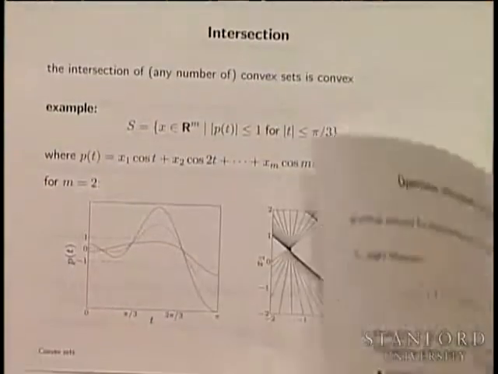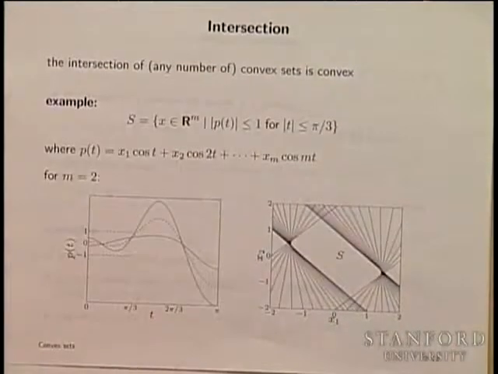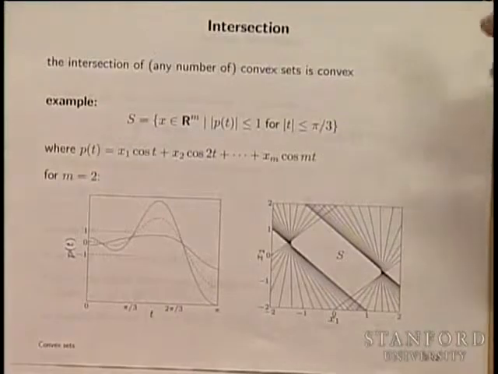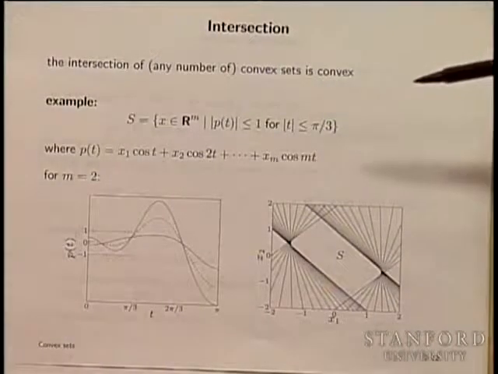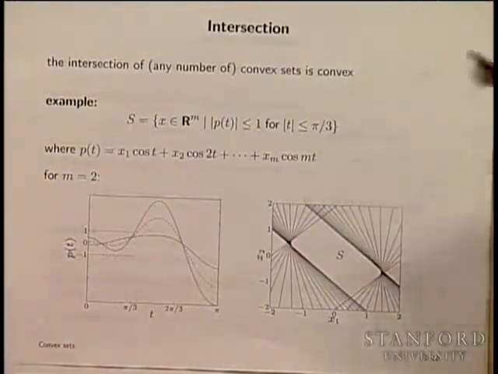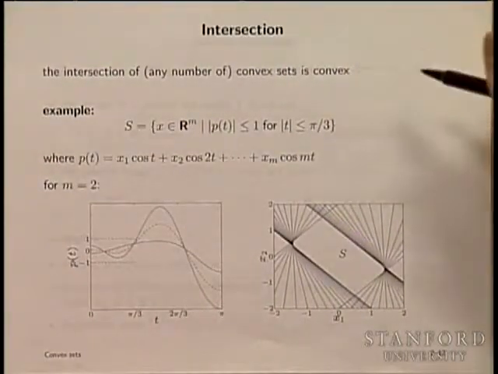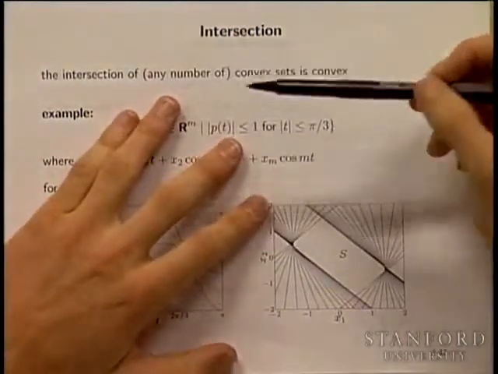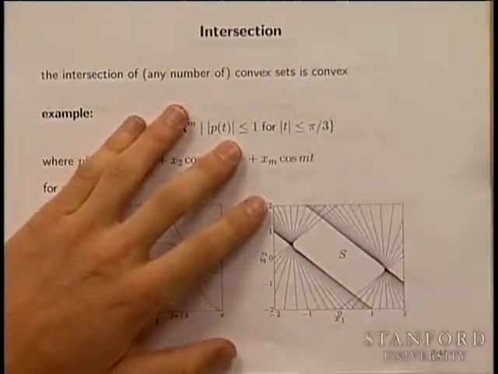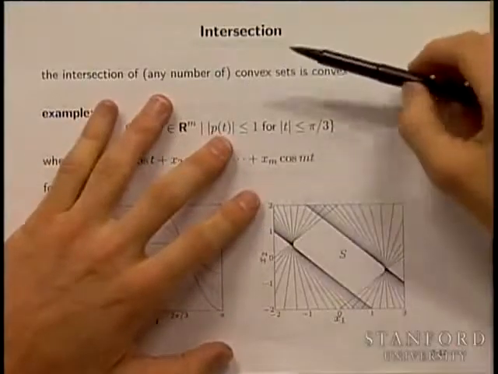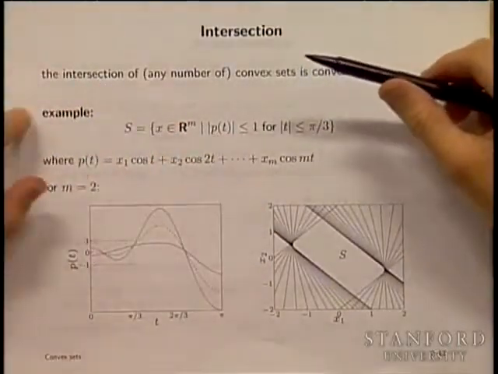Okay, so let's have a look in more detail at intersections. And here's the claim: the intersection of any number of convex sets is convex. Fortunately, I can just refer you to your homework, because I think you have to show this in your homework for a couple of sets. And when I say any number, that means finite, infinite, and uncountably infinite. So this is a very robust way of finding out whether something's convex.